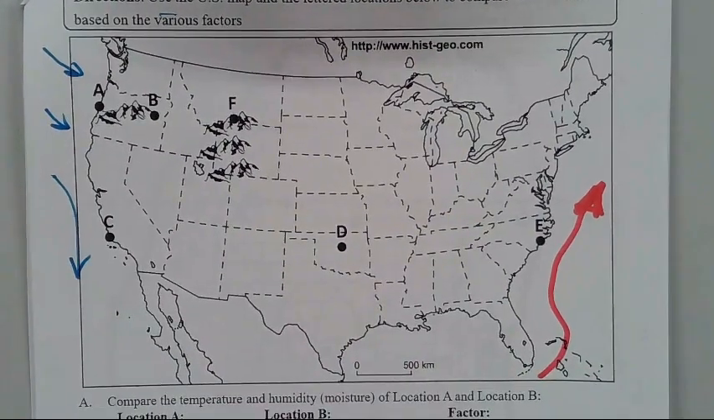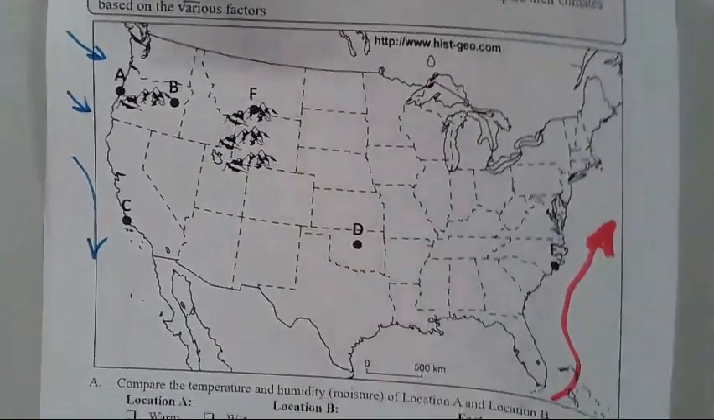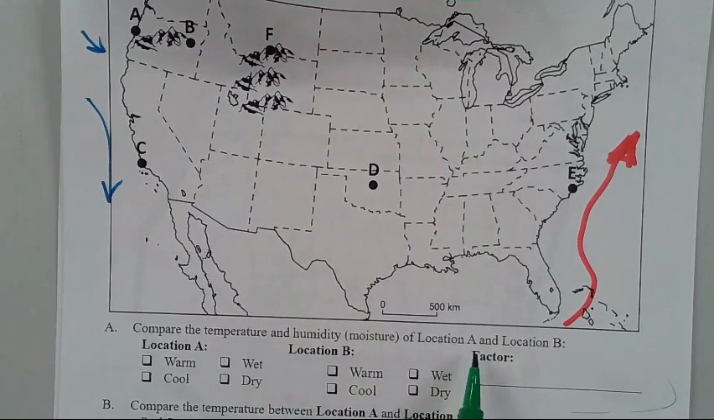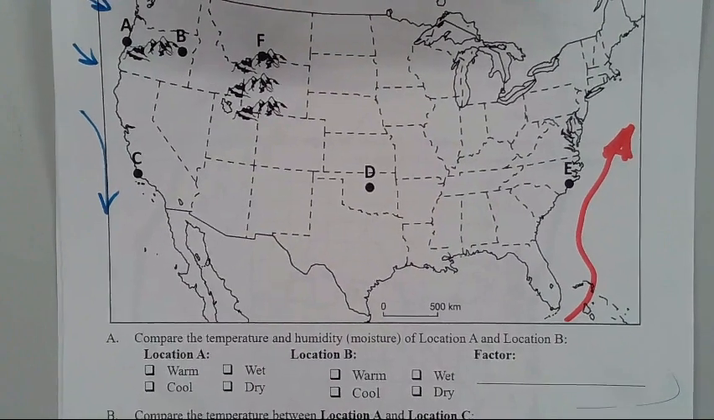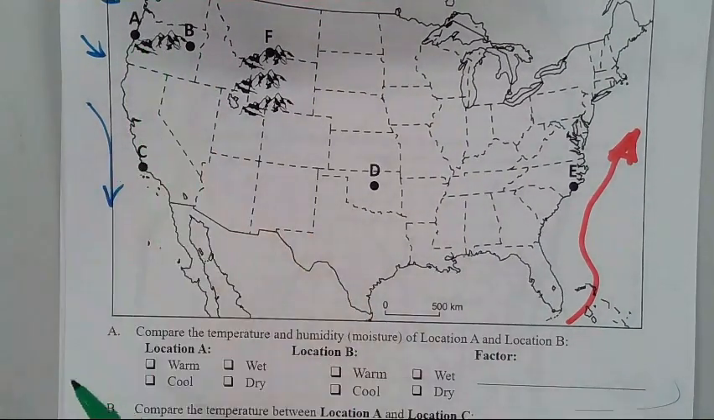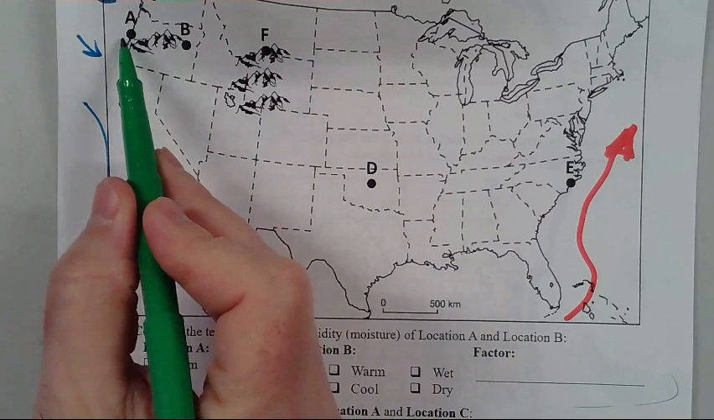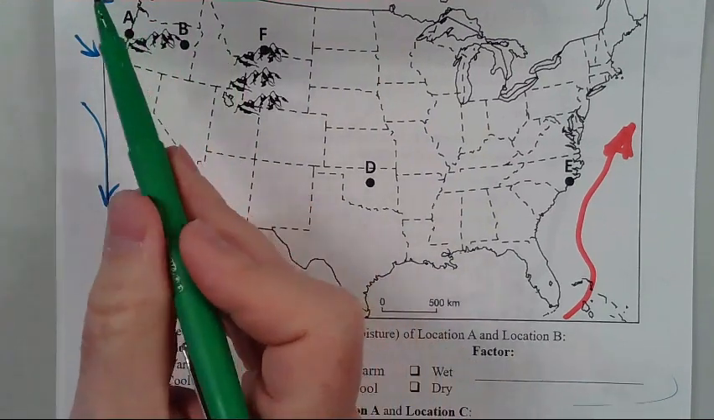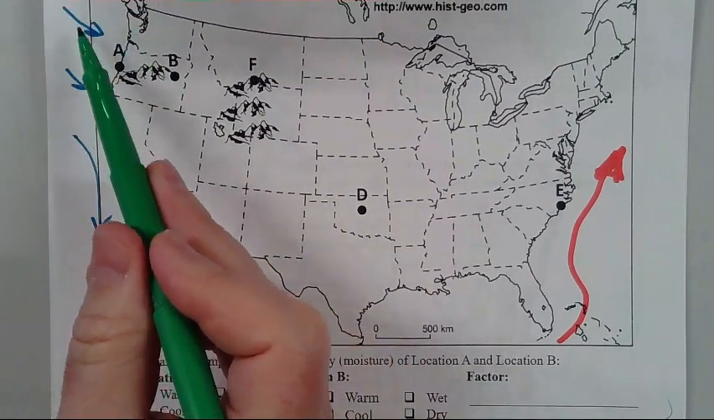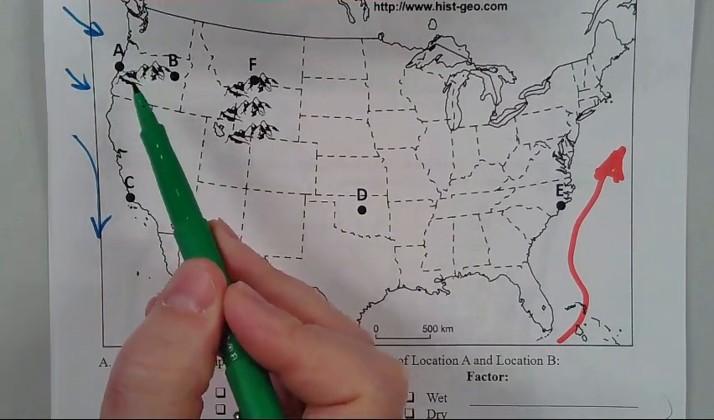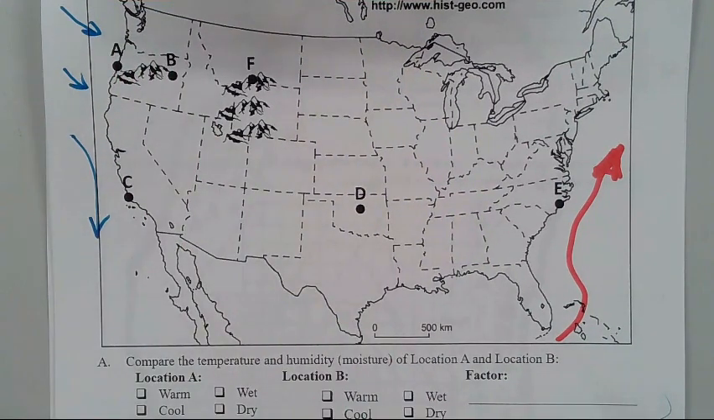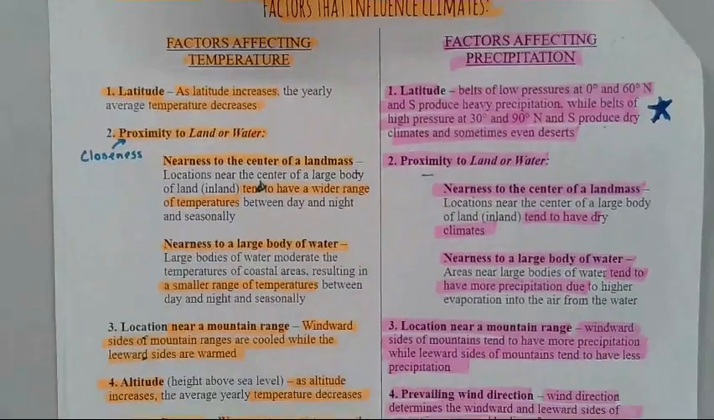So the first question refers to, right down here, compare the temperature and humidity of locations A and B. Okay. Location A and B are at approximately the same latitude. A is on the coast, B is inland. But the main idea for A and B is the mountains in between. The prevailing winds are coming from the west-northwest, and so understand A is on the windward side, B is on the leeward side. So knowing that, you should always refer back to your information.